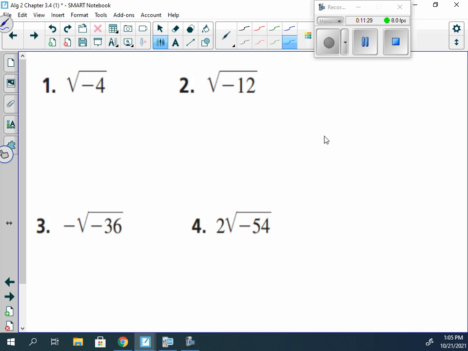So the square root of negative 4, well, the negative would come out as i, and the square root of 4 is 2, so the square root of negative 4 is 2i. And that's it.